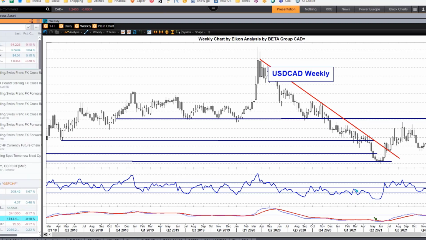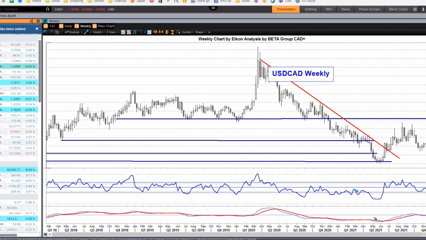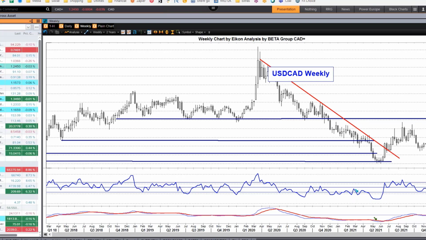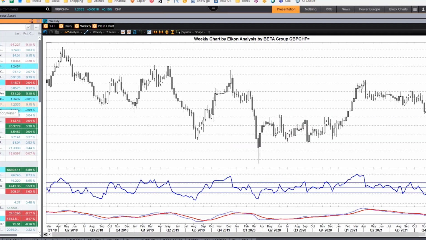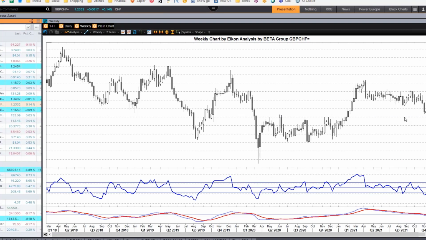I have a shortened list here for these sessions, just so I can move around it quickly. So GBP CHF, there it is there. Okay, now, thank you very much, Wesley, for pointing this out.